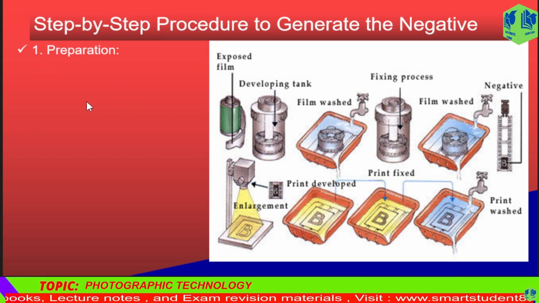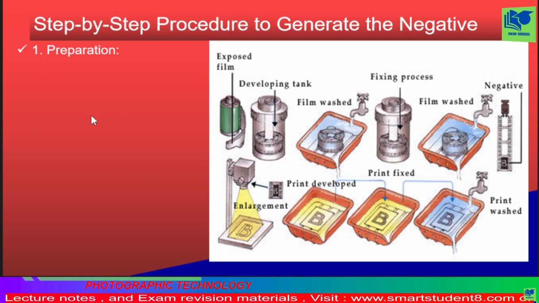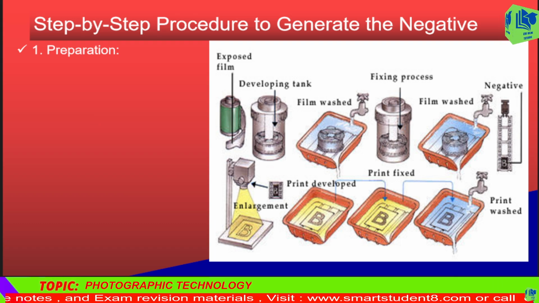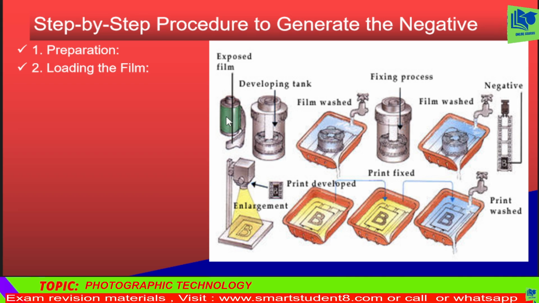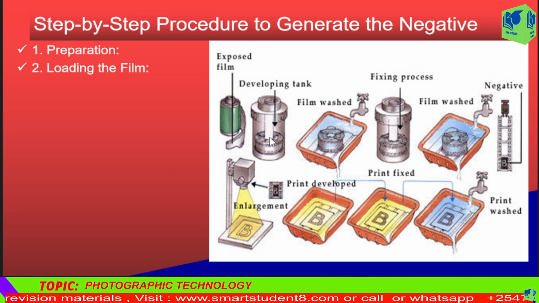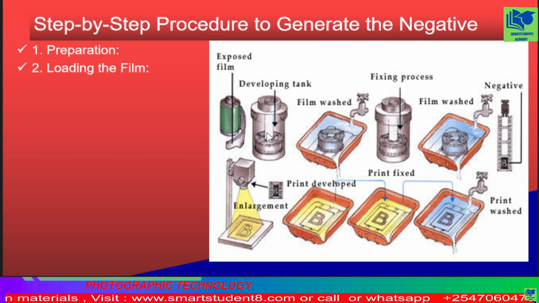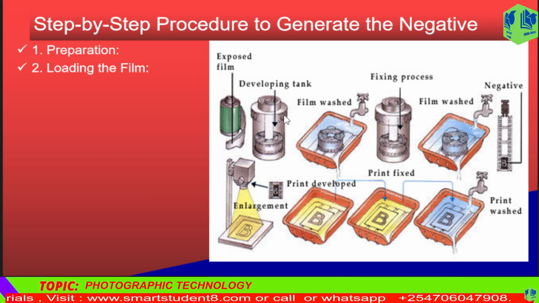Set up your workspace in a darkroom or use a changing bag to handle the film. 2. Loading the film. In complete darkness, open the film canister and carefully load the film onto the reel. Place the loaded reel into the developing tank and secure the lid.